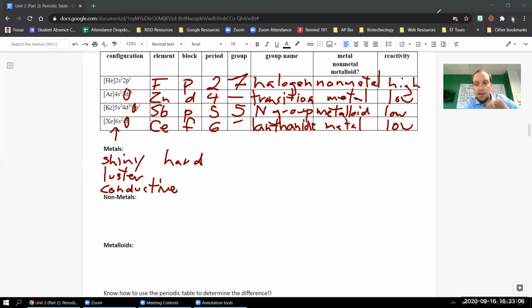Some of them, again, can be somewhat soft. Some of the alkali, the group 1 metals, can be soft enough that you could cut them with a knife or even dent with your own fingernail, but they're much harder than, say, a non-metal, which are liquids and gases at room temperature. So obviously they're harder, but not necessarily as hard as, say, lead.